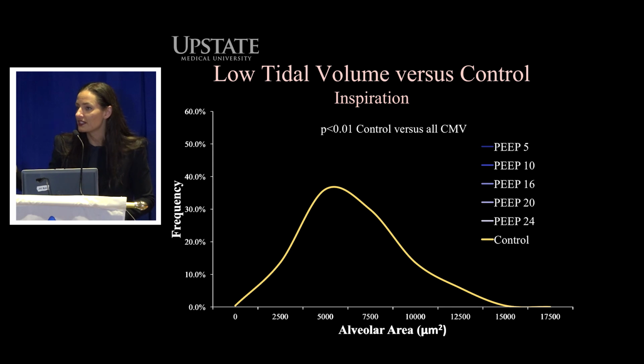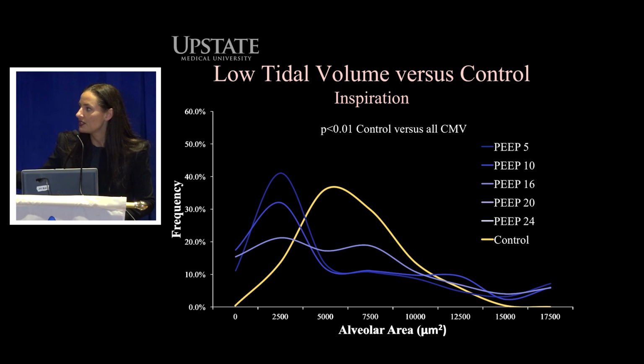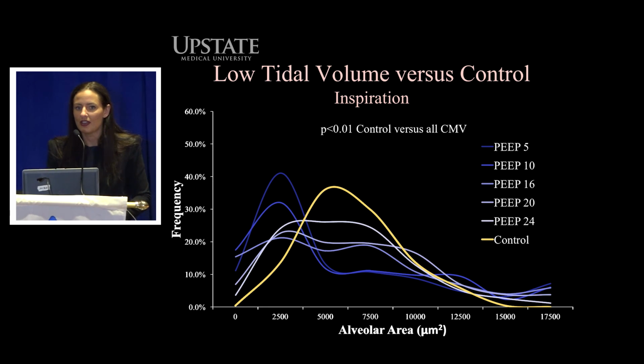Now, if you injure the lungs and add on low tidal volume ventilation, this is at inspiration, moving up from a PEEP of 5 to a PEEP of 24. We see that at a PEEP of 5, we have this positive skew, this preponderance of smaller alveoli. Only once we start increasing our PEEP do we start to see this normal-sized population of alveoli manifest. And only when we get to a PEEP of 24 do we have a slightly more normal distribution, although it still never quite achieves that of the control group.